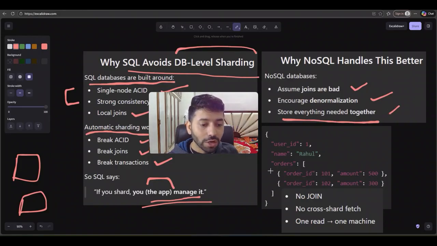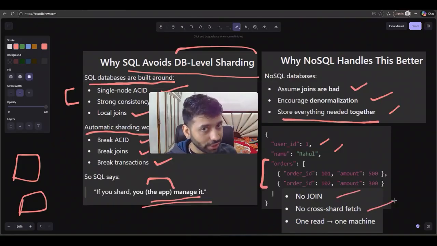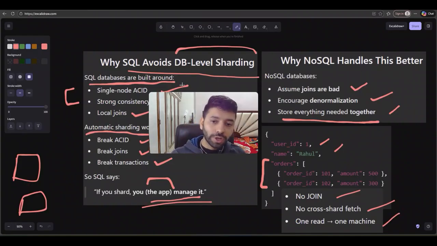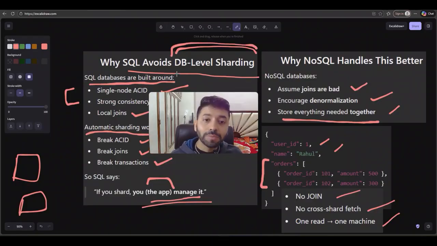So this is an example of NoSQL. You can see it contains the user ID, name, and also the orders related information. So the data related to the user and the orders, both are present in one place because it encourages denormalization. And because we have all the data in one place, there is no need for a join, there would be no need to do cross shard fetching as well, and you can get all the data in one read from one machine only. And that is why on NoSQL, the horizontal scaling is very good. Okay, and that is done automatically at the DB level, not at the app level.